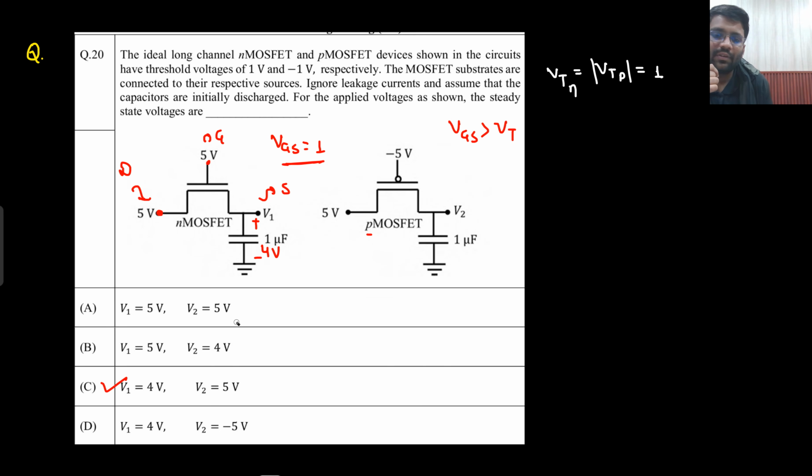But what if I do one change? What change am I doing? In place of 5 volt, I have put 3 volt. Then what would you say? Sir, the answer would be 5 minus 1, 4 volt. Wrong. Why is it wrong? Because what is the applied potential here? 3 volt. You tried to charge this capacitor, but how can it go above 3 volt?